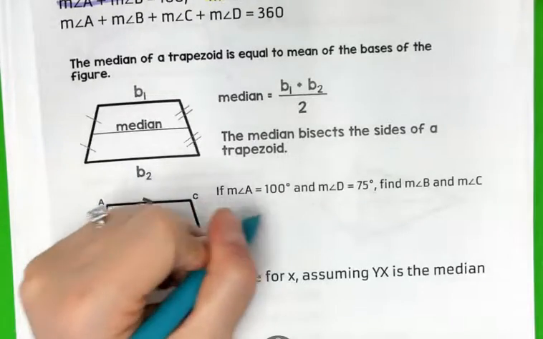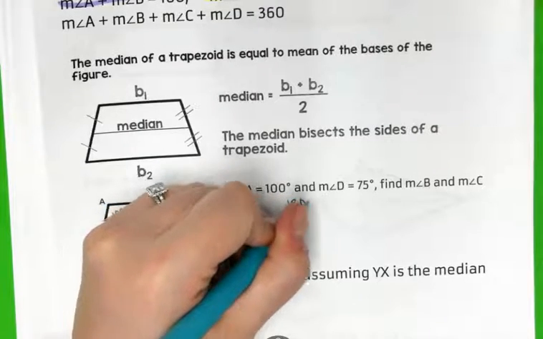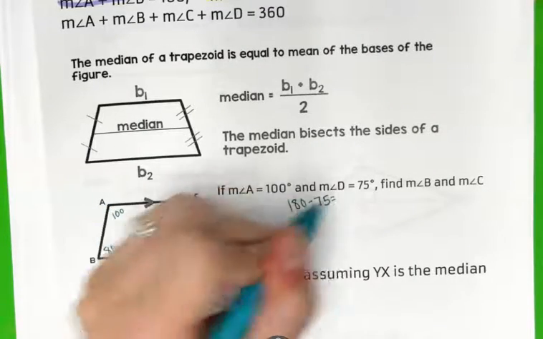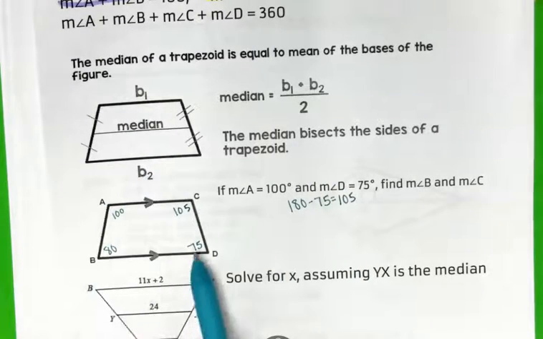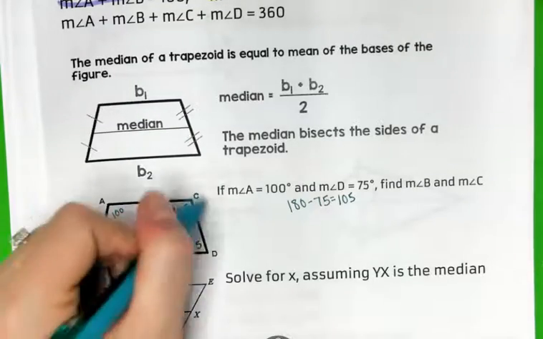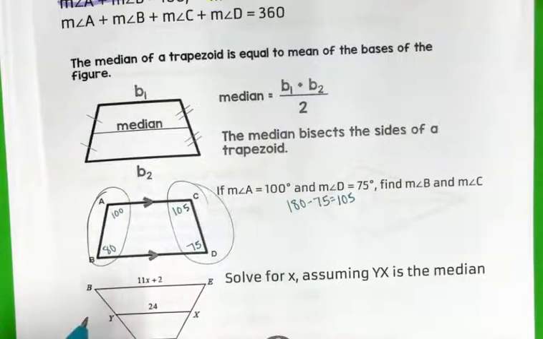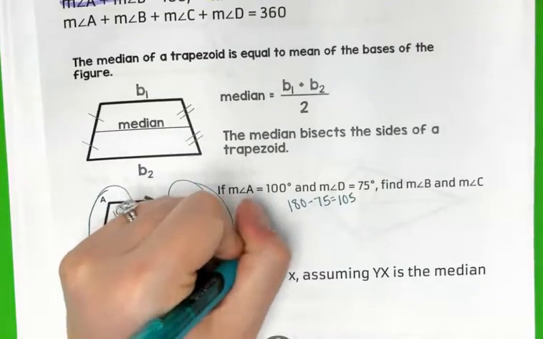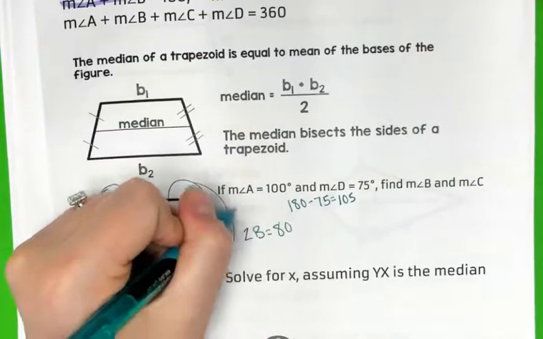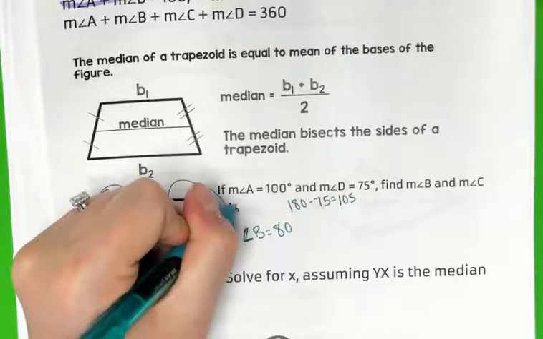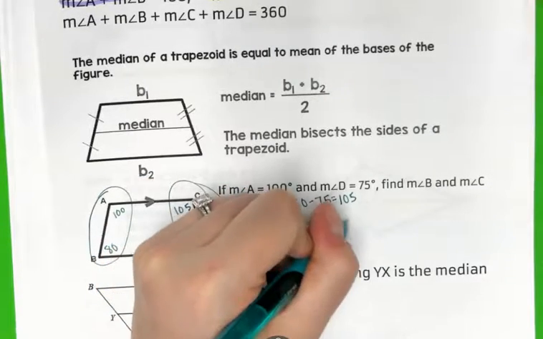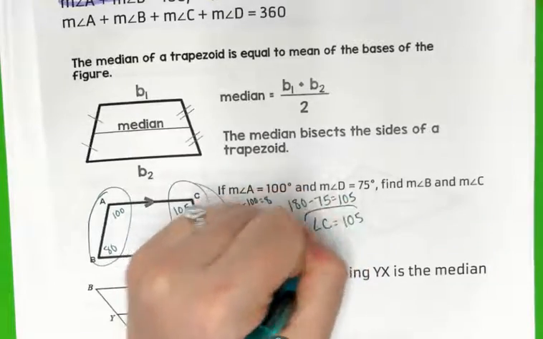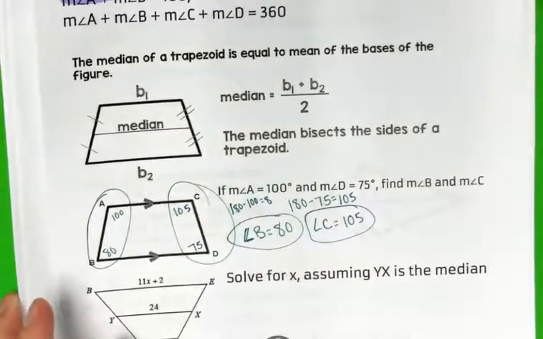All right, if this is 75, we're going to take 180 and subtract 75 and get 105. And then that's what all the sides equal, because these are supplementary, those are supplementary. So angle B is 80 because 180 minus 100. Then angle C is 105. Okay, pretty straightforward, pretty simple.